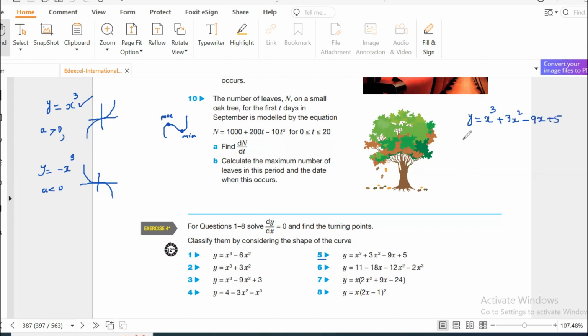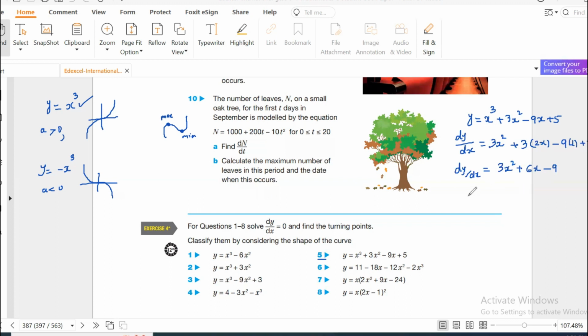The first thing we are looking for is the derivative. So differentiate with respect to x, dy over dx, which is equal to, if I write the direct answer because we solved many questions, 3x squared, and the derivative of x squared is 2x, the derivative of x is 1, and the derivative of 5 is 0. So we have dy over dx equal to 3x squared plus 3 twos are 6x minus 9.